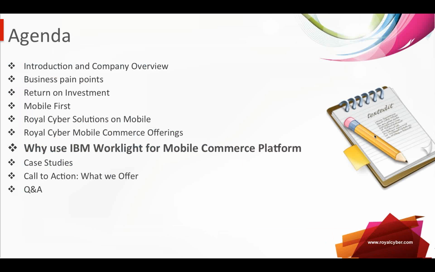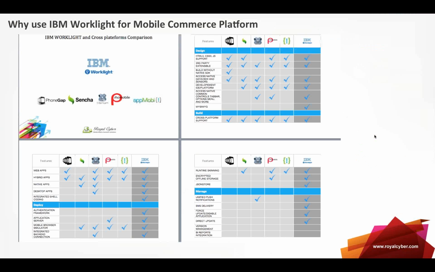So why use IBM Worklight for mobile commerce? One of the things we wanted to identify at our initial stages of implementing Worklight is the competitive edge that you get from using IBM Worklight versus other mobile solutions in the market out there. So we did a case study of different mobile strategies. Based on the feedback from our customers, based on the pain points our customers were giving us, what we found out was that IBM Worklight was the best.